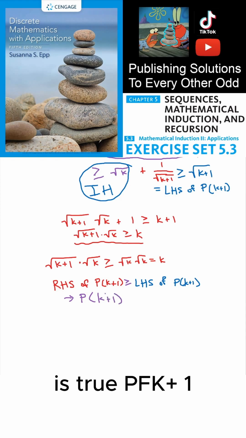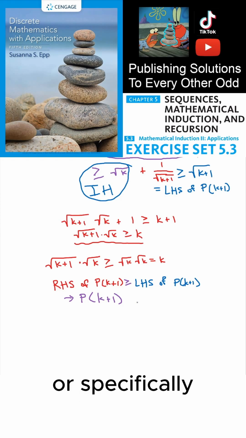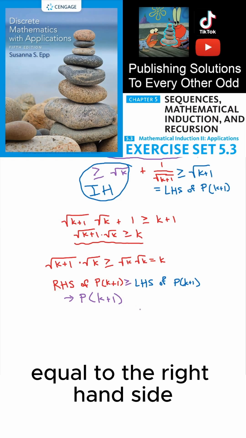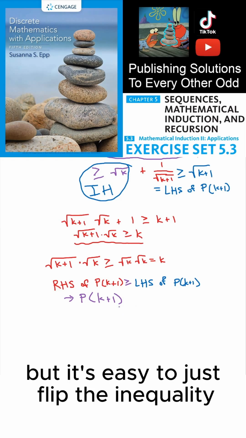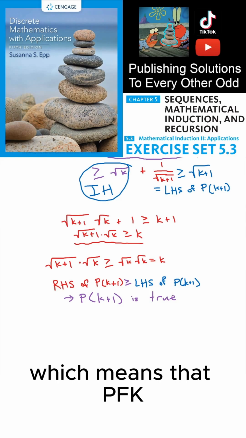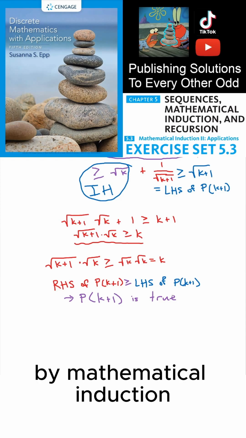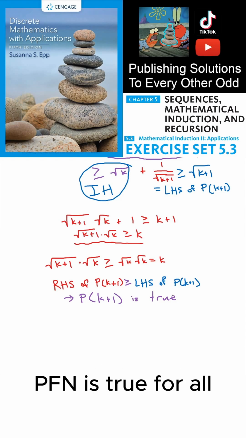P of k plus 1 states that the right-hand side is greater than or equal to the left-hand side. Or specifically, the left-hand side is less than or equal to the right-hand side. It's the same thing, but it's easy to just flip the inequality. So P of k plus 1 is true, which means that P of k implies that P of k plus 1 is true, which means that by mathematical induction, P of n is true for all integers n greater than or equal to 2.